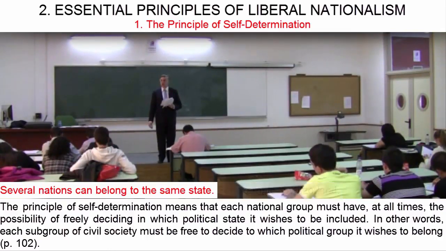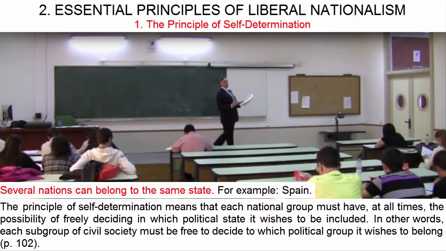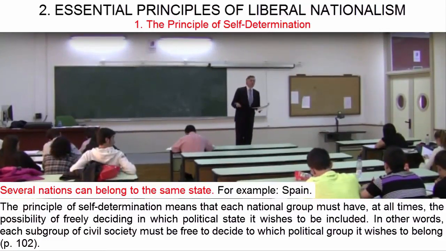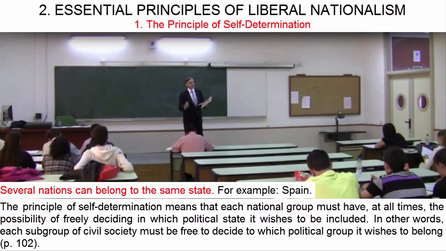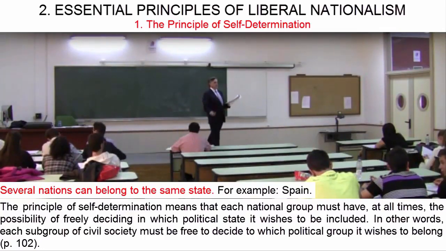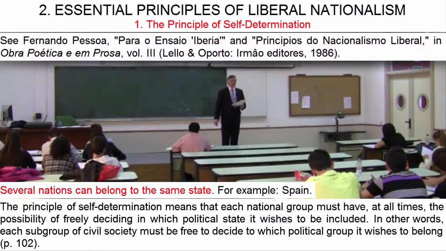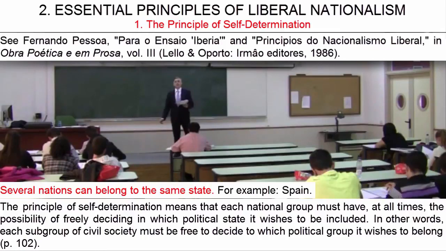Differences aside, perhaps we could say the same about Spain, where within the same state, the nation of Castile y León, the nation of Catalonia, Valencia and the Balearic Islands and the Basque nation live together. We could even mention a fourth nation, the Galician or Galician-Portuguese nation. Fernando Pessoa explains this in detail in his well-known essay on liberal nationalism.